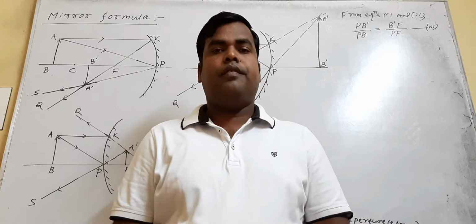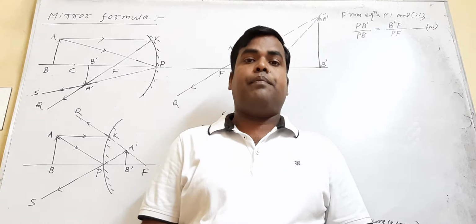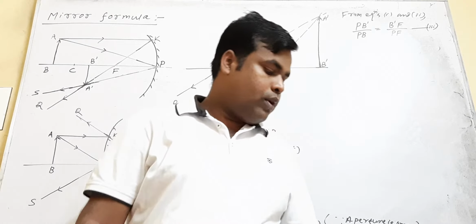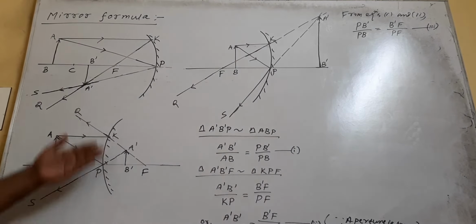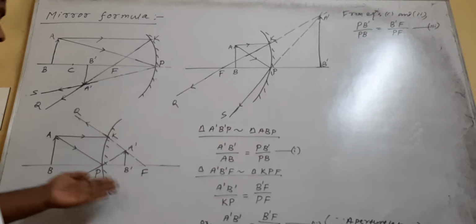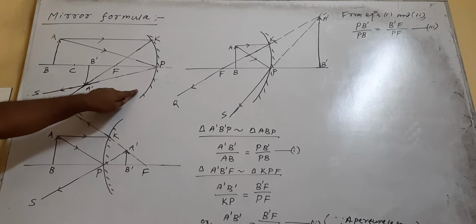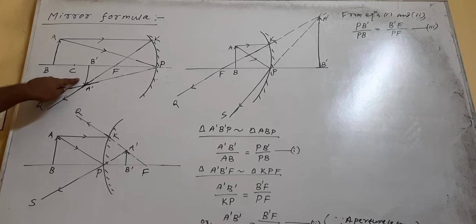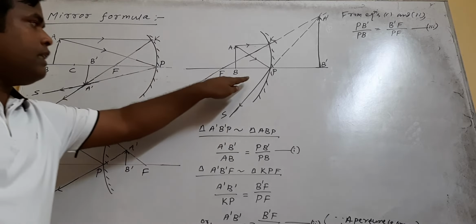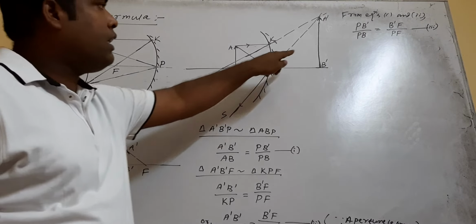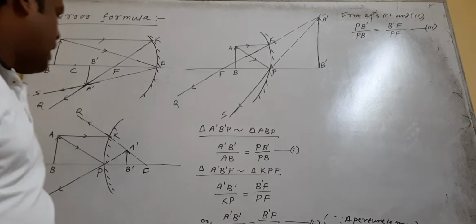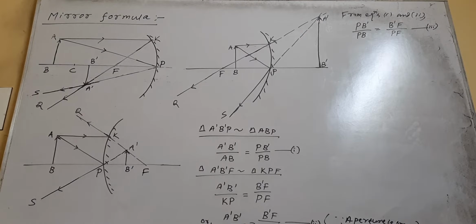Dear children, today we will derive the mirror formula. To derive the mirror formula, here I have drawn three diagrams. It is a concave mirror producing a real image. It is a concave mirror producing a virtual image, and it is a convex mirror producing a virtual image.